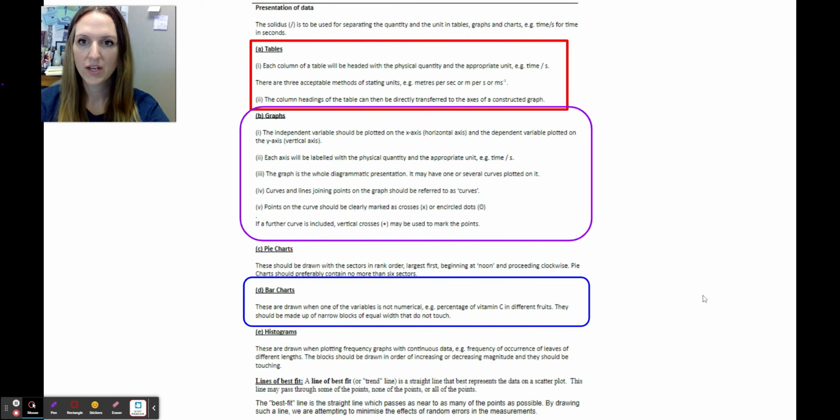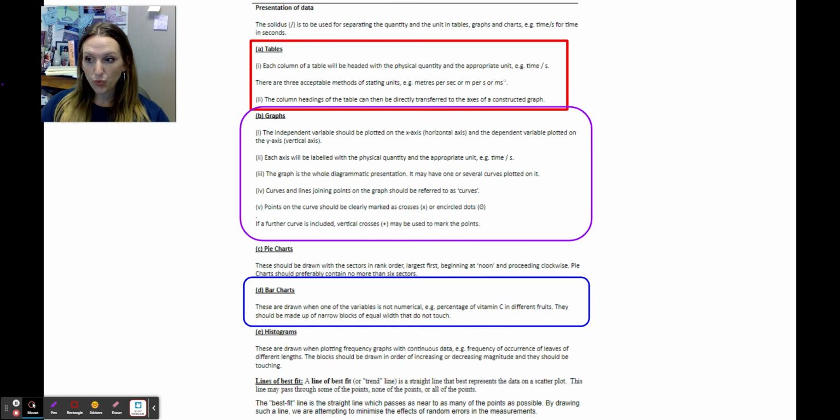Okay, down to the purple part. So the independent variable, like I said, is on the x-axis. I teach my students DRY MIX, the dependent responding variable on the y-axis. The manipulated independent variable goes on the x-axis. Each axis is going to have, just straight from the data table, whatever they're measuring and the unit they're measuring in. The graph needs to be at least half the space or more. At least half of your graphing space or more.